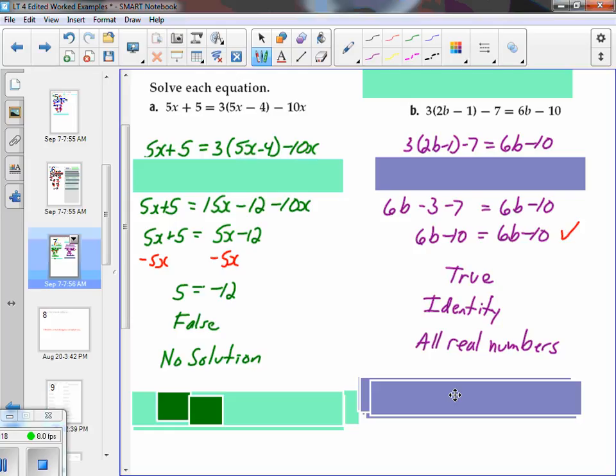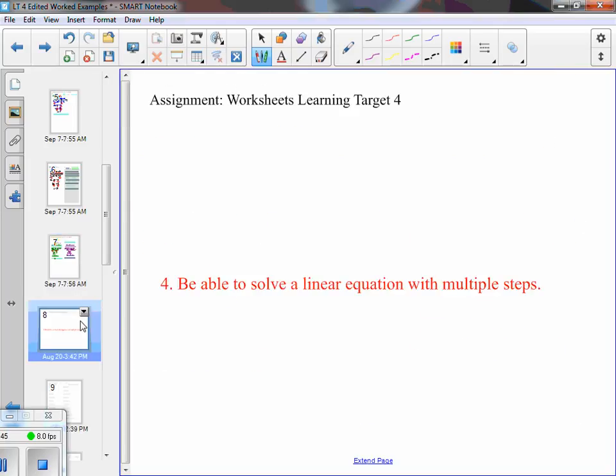So once you get the left side and the right side to be identical, the math term for that is identity. But what that means is every number is a solution. And I wrote all real numbers. That's the math thing to write. But if you write every number, I'll know what you mean. Okay? And then, believe it or not, we're going to have some worksheets.